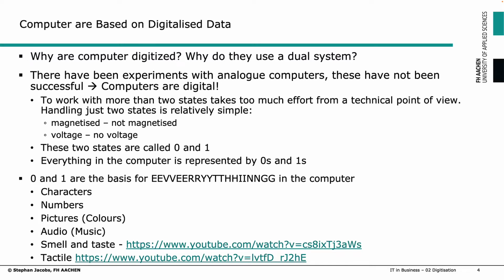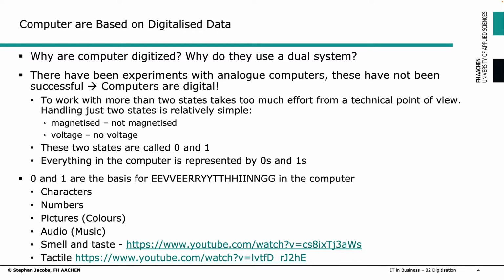And once the computer scientists take over, independent of whether you have magnetization or voltage or light or power, these two states are simply called 0 and 1. Probably you have already heard about that. Everything in a computer is based on zeros and ones. And actually, that's what I just tried to explain.